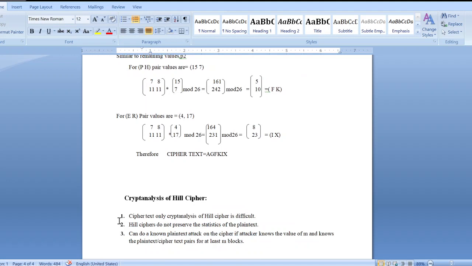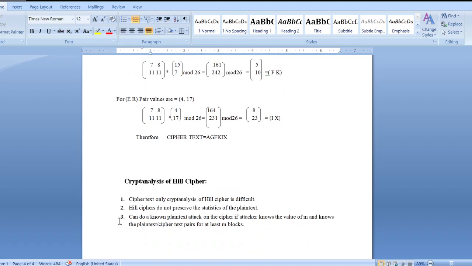Then come to cryptanalysis of the Hill cipher. We know that cryptanalysis is about how easy it is for code breaking. Ciphertext-only cryptanalysis of the Hill cipher is difficult. Initially, a brute force attack on a Hill cipher is extremely difficult.